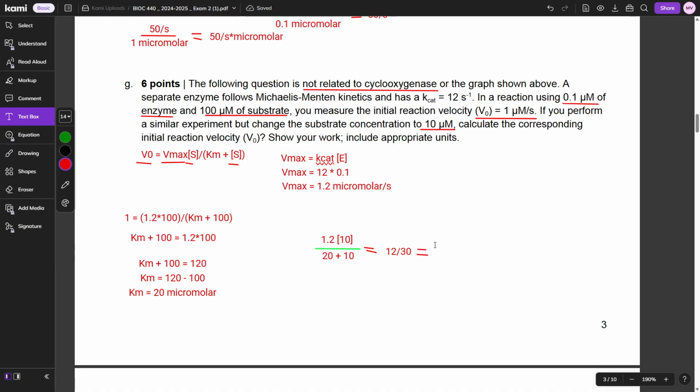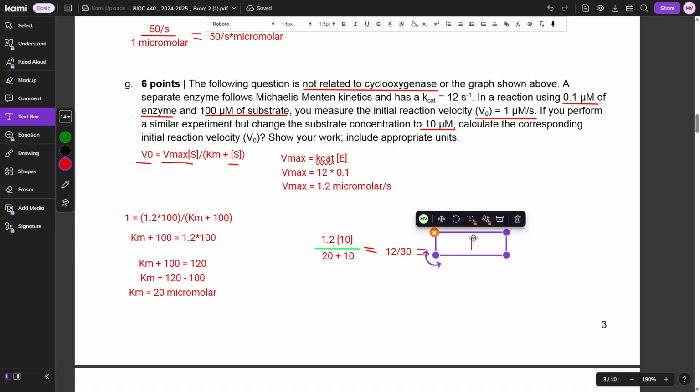So if we just do a little bit of simplification here, we can divide both of these by 3. You can do 6 as well if you want, but I would say do it divided by 3, because 12 divided by 3 is 4, and 30 divided by 3 is 10, and you know what 4/10 is, it's just going to be 0.4.